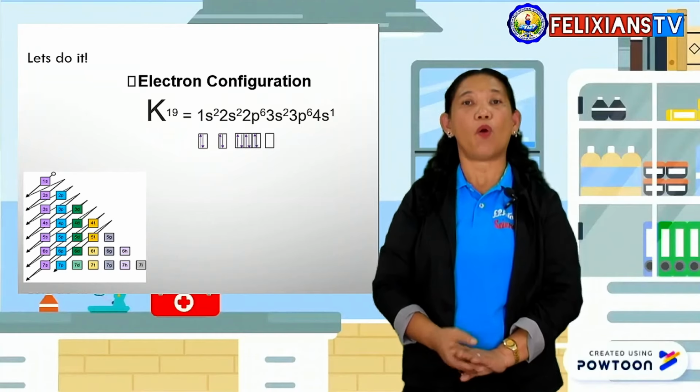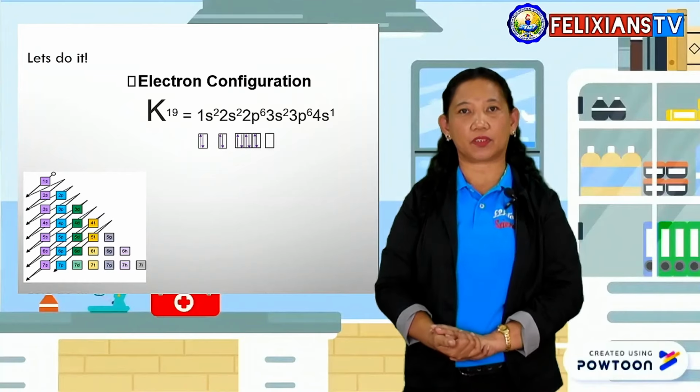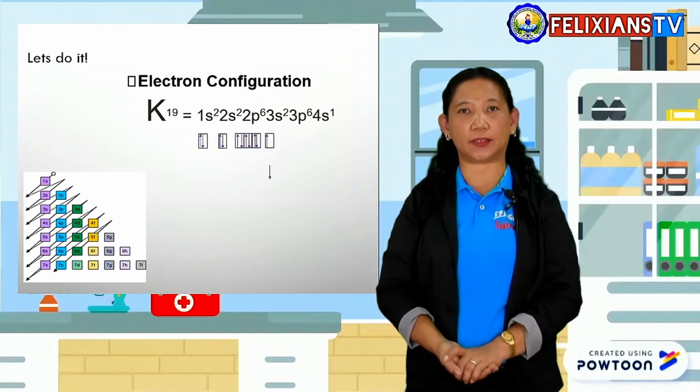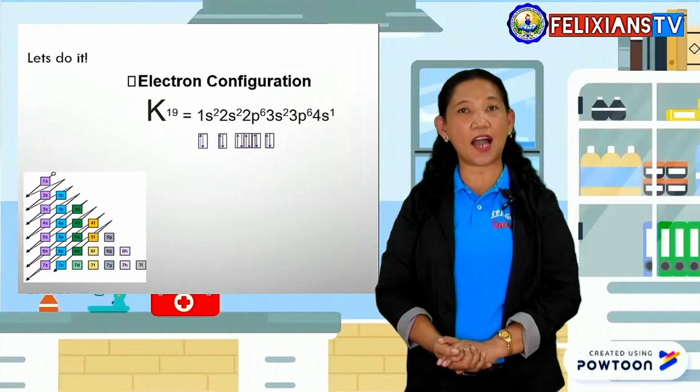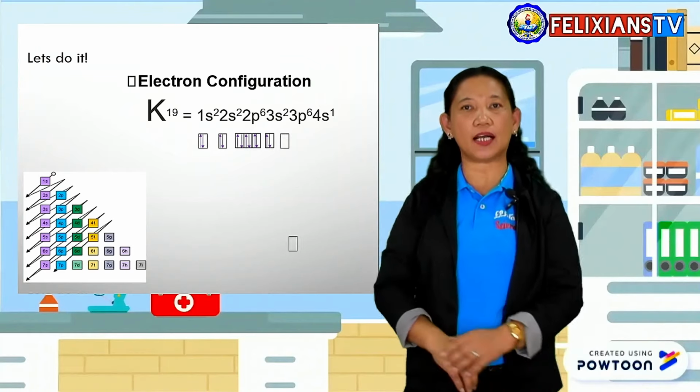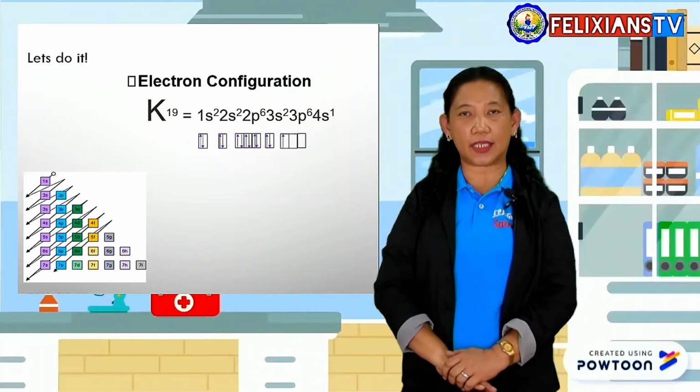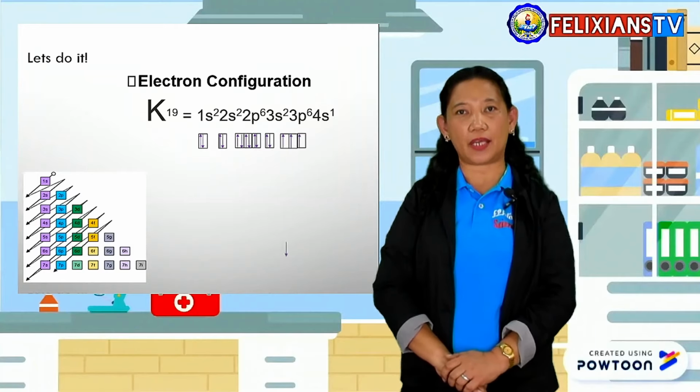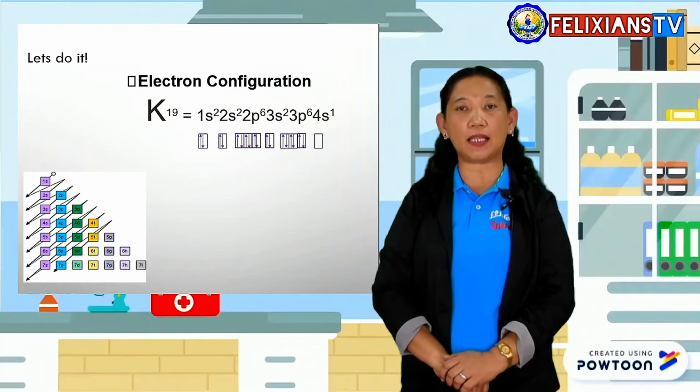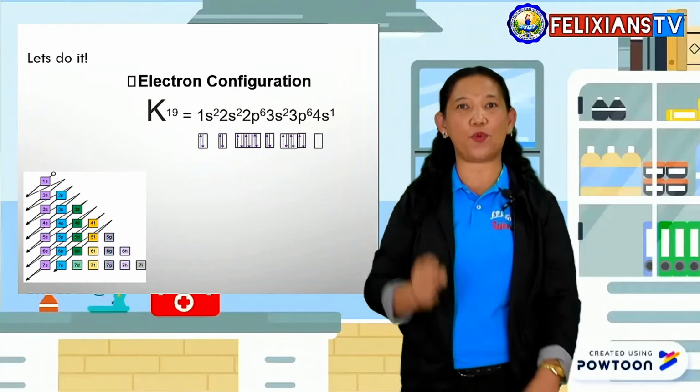Then we have 3s. It has 1 orbital with 2 electrons. Then we have the 3p, so we have 3 orbitals with 2 electrons each. Then the last, we have 4s. We have 1 orbital, but it has only 1 electron.